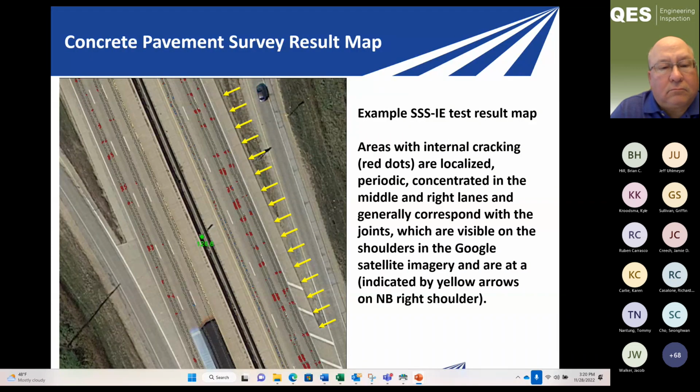this is showing those impact echo results on top of satellite imagery again. We're showing everything that's good or sound in gray, so it may be hard to see our gray dots on top of the gray pavement, but then the cracked or thin measurements are shown in red. The yellow arrows on the right, they're hard to see, but they're actually pointing toward the joints. So at every joint in this pavement, these cracks were occurring, and it was some interaction with the dowels.